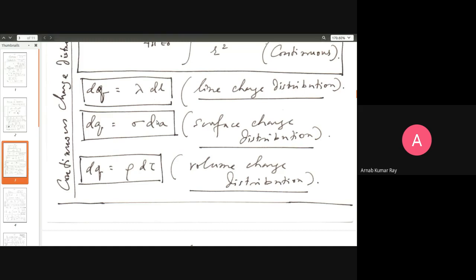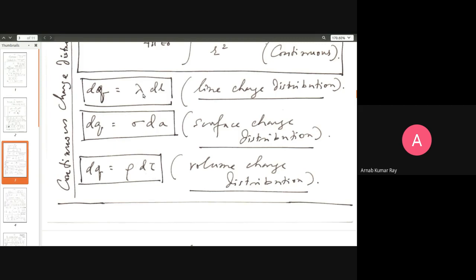DL is the line element, dA is the area element, d tau is the volume element. You have worked on all these things. Just a while ago, we discussed the volume element of a sphere, r squared dr sine theta d theta d phi. So in that small volume element d tau, the total amount of charge contained, dq, is equal to the volume charge density, the charge contained in unit volume, multiplied by the volume itself, rho d tau; similarly sigma dA.